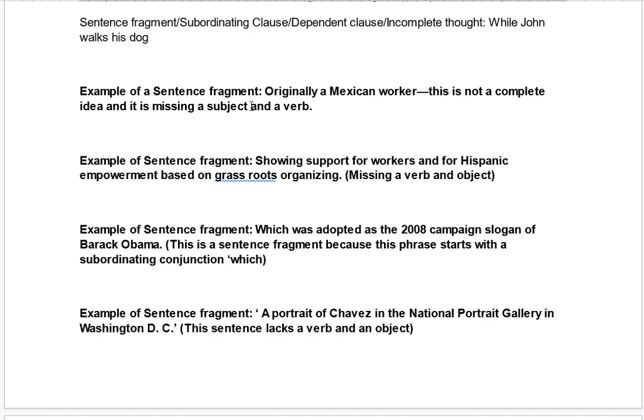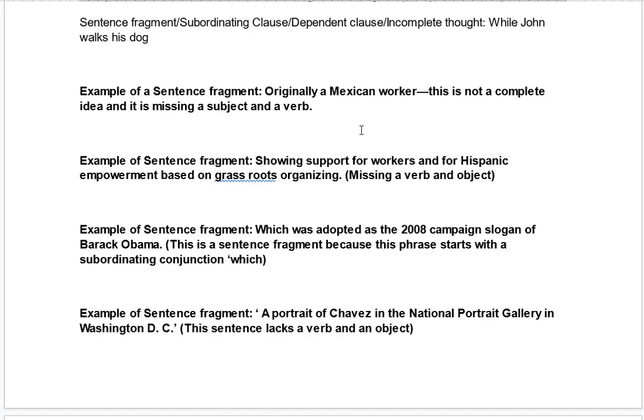So here you have another, originally a Mexican worker. This is not a complete sentence because it's missing a subject and a verb. Another example of a sentence fragment, showing support for workers and for Hispanic empowerment based on grassroots organizing. This is the subject of a sentence, so it's missing a verb and an object. So this is an example of a sentence fragment that appears on your quiz.